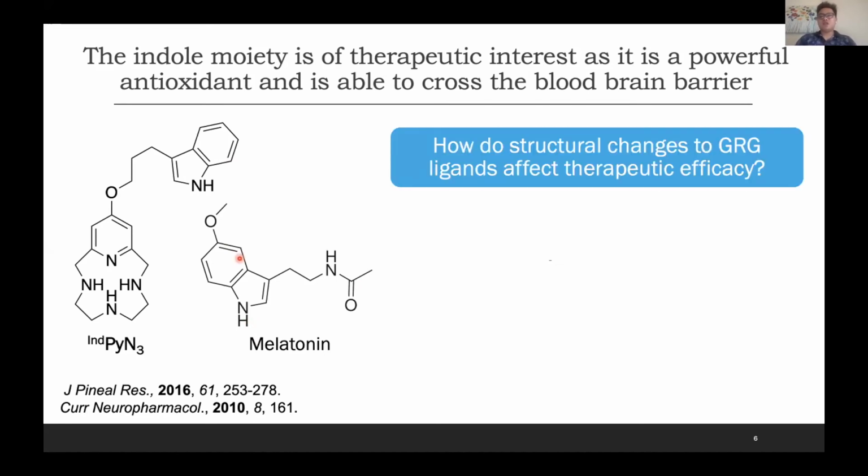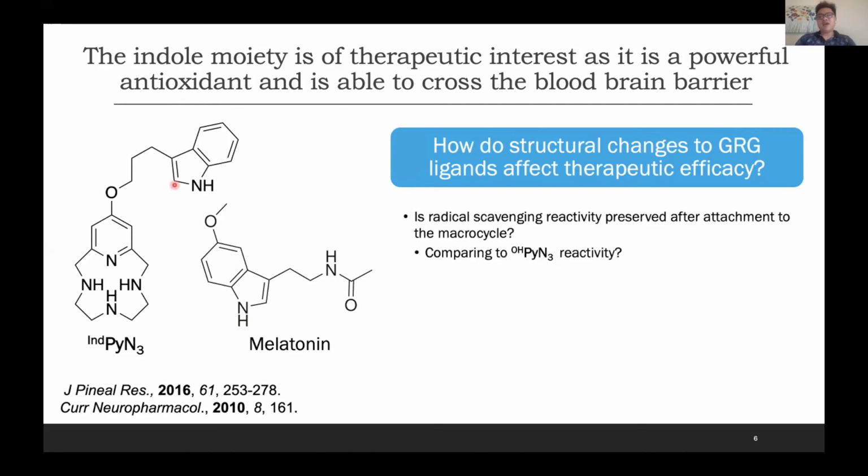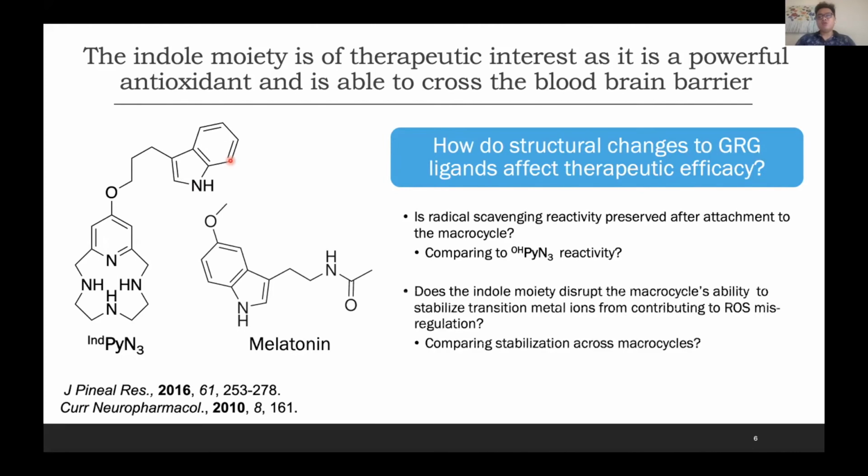So the central question of our study is, how does this structural change, attaching this indole moiety to the pyridinophane scaffold, affect therapeutic efficacy? So we want to know, does attaching this indole moiety to the macrocycle affect the indole's ability to be a radical scavenger? And then how does this compare to other ligands? Next, we want to know if attaching the indole group to the pyridinophane scaffold affects the macrocycle's ability to stabilize transition metal ions from participating in ROS generation.